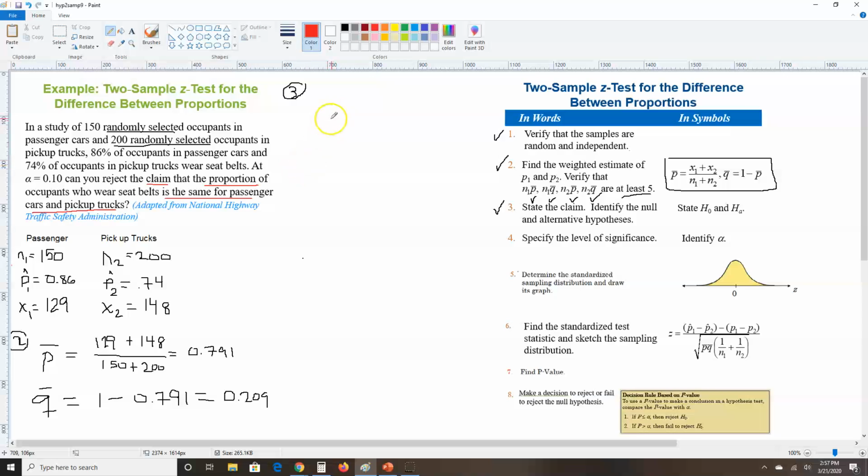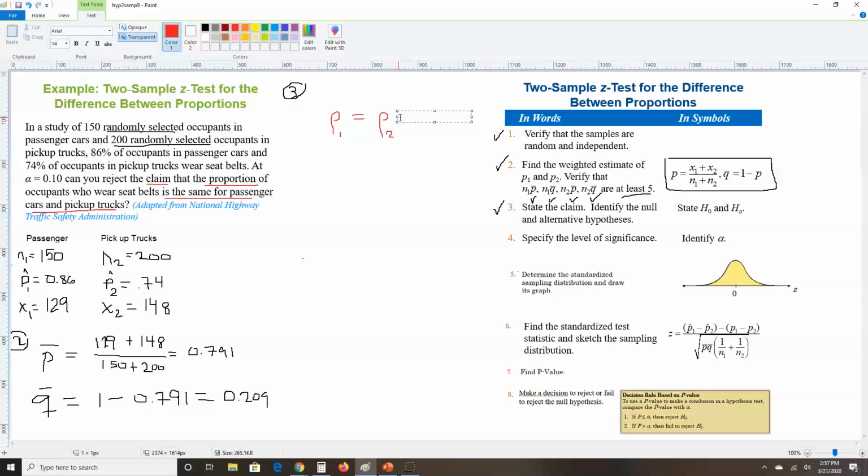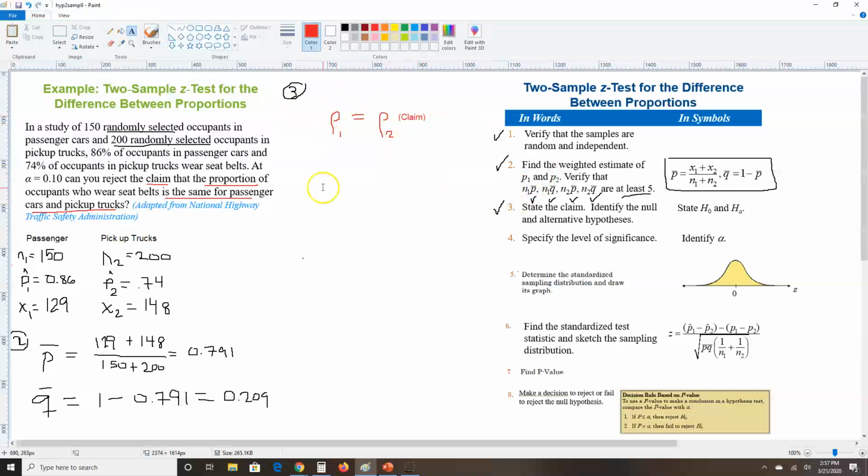So how do I translate that? That the population proportion for the passenger cars, we call that P1, is the same, equal, as the proportion of the population of pickup trucks, that's P2. Those two are the same. And I'm going to put that, remember that I need to write the word claim in parentheses because that's my original claim. It came from here, from the word problem. Let me move this up a little bit because I'm going to need the space.